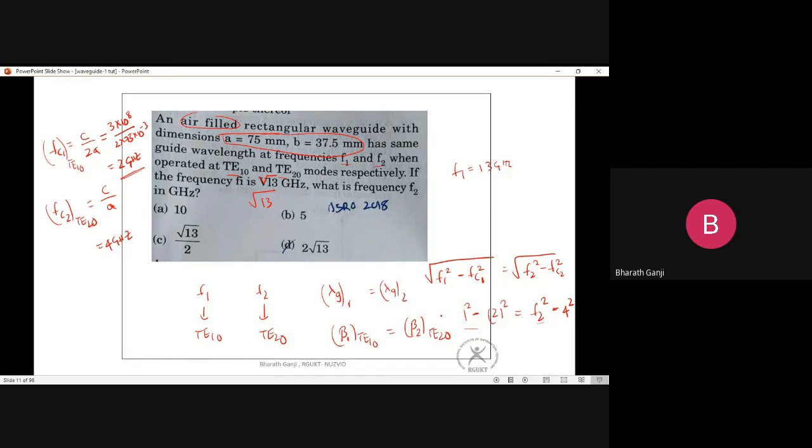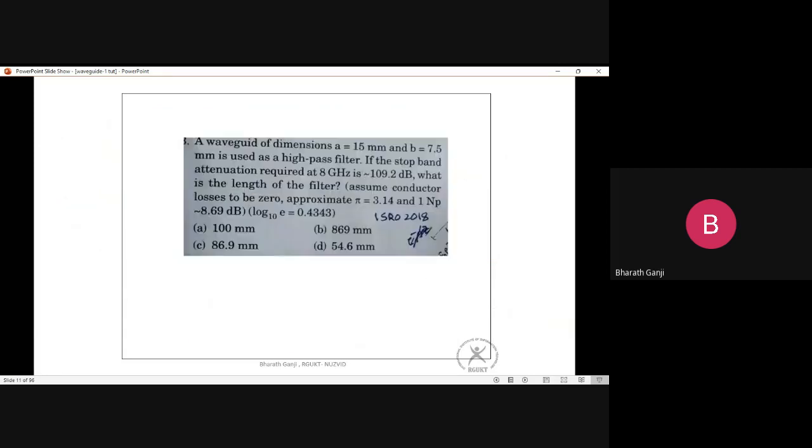So if I get square root of 13 here, then will it come? 5 comes. Then 5 is the answer. Then maybe d is not the right one. Let me check it. So 5 is your answer, right? If you take square root of 13, you get 5. Okay, so the answer is 5.